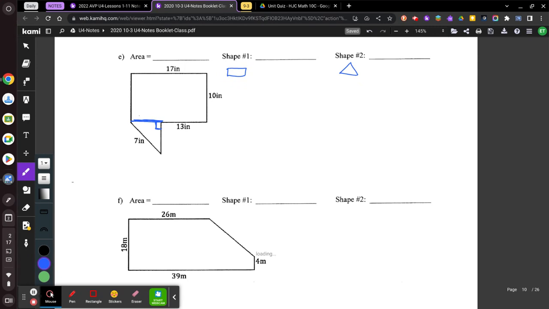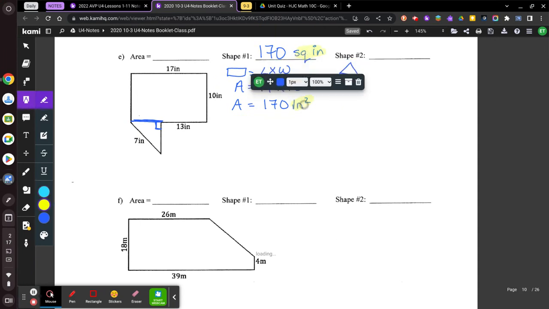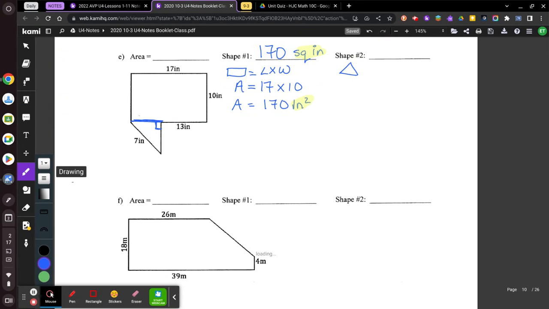So area of a rectangle is always length times width for area. So of my big rectangle, I have 17 times 10. So my area will be 170 inches squared. So you could write it inches squared or square inch. So 170, and I'm going to write it square inch. Remember you can do it 2 ways. You can write it as square inch, or you could write it as inches squared. Preferably the top way, square inch, but it really doesn't matter to me.